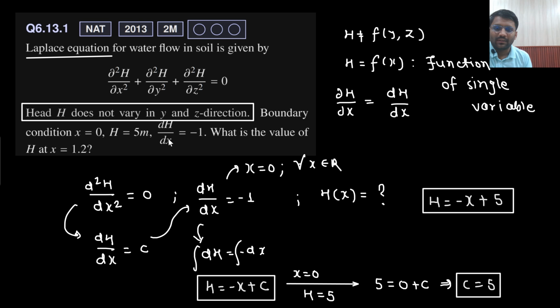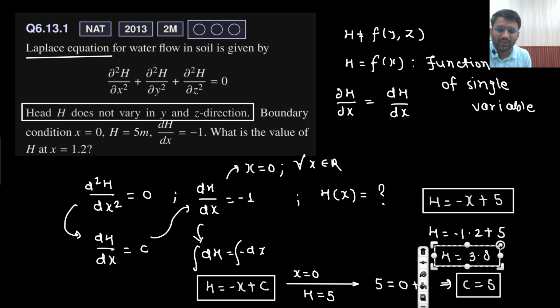Okay, what are they asking? If you put the value of x equals 1.2, what is the value of h? -1.2 plus 5. So the value of h you are getting is 3.8. Very straightforward question. There is nothing difficult here. So h equals 3.8 you are getting. That's the answer you have.